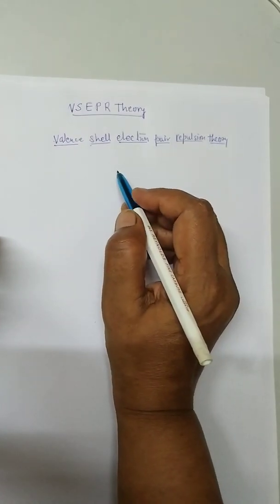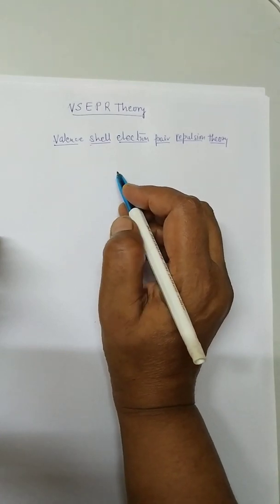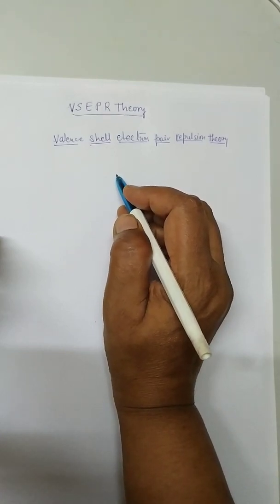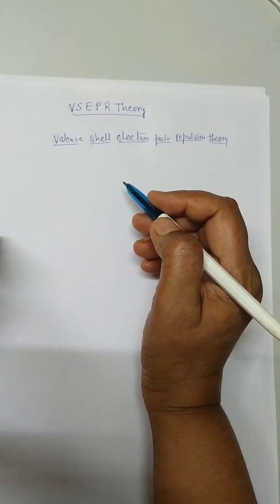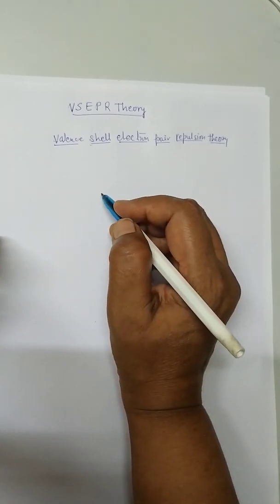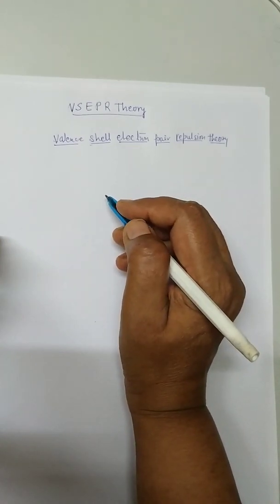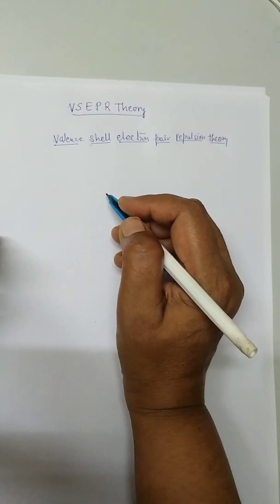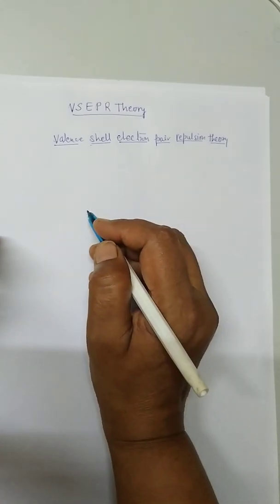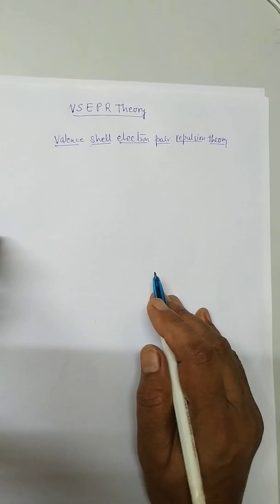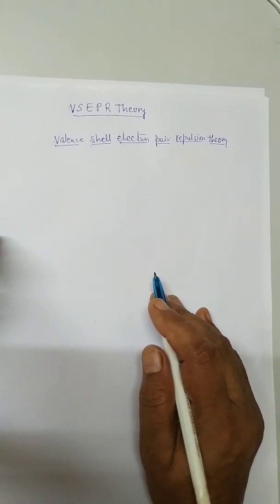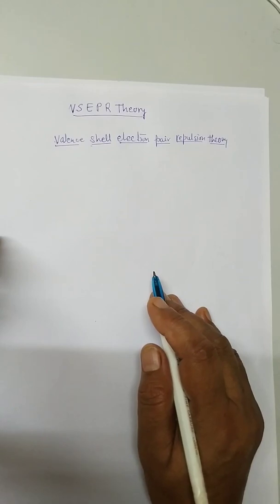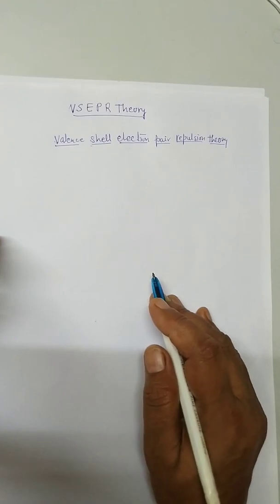In short, we are calling it VSEPR theory. The question arises, why is this theory needed? This theory predicts the observed shape of molecules in which the atoms are linked together by covalent bonds only.